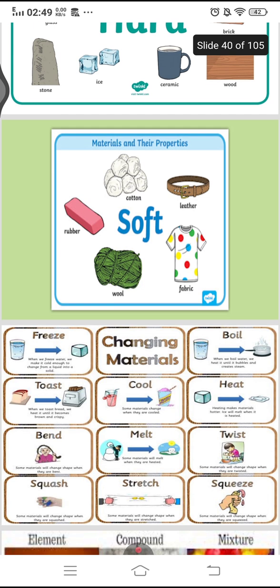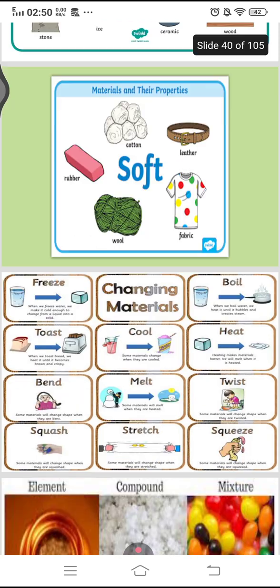And changing materials. Materials change from one state to another. For example, whenever we freeze a liquid, and for example, bread is soft and toast is a little bit hard. Some of the materials can bend, some can squash, some can cool, melt, for example ice, and stretch, for example the rubber band. And some of the materials can boil, heat, twist, squeeze.